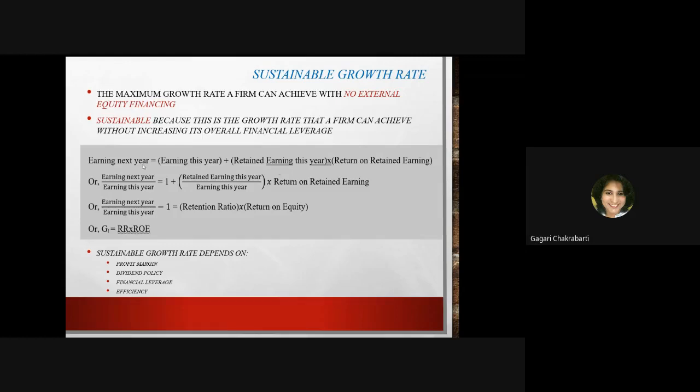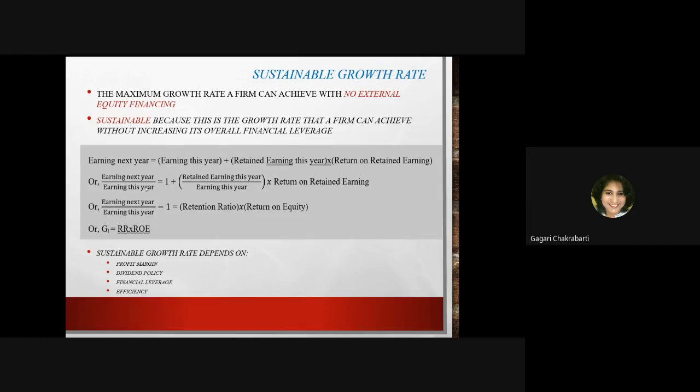Therefore, earning next year will be equal to earning this year plus the return from the investment that is being accrued by the retained earning, of course. So, this return on investment is written like this: retained earning this year, which is going for further investment, into the return on the retained earning. So, this is the rate of return on this investment.